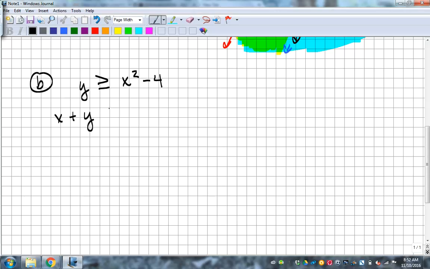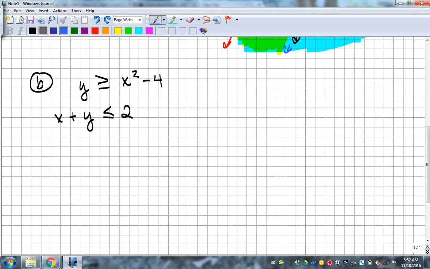And let's just mix it with a linear one so it doesn't get too complicated yet. Y is greater than or equal to x squared minus 4, and then x plus y is less than or equal to... Yes. You could. You don't really have to. You could factor that and get the x-intercepts for that and help you draw maybe a more accurate graph. I'm just thinking, how do I graph a quadratic?